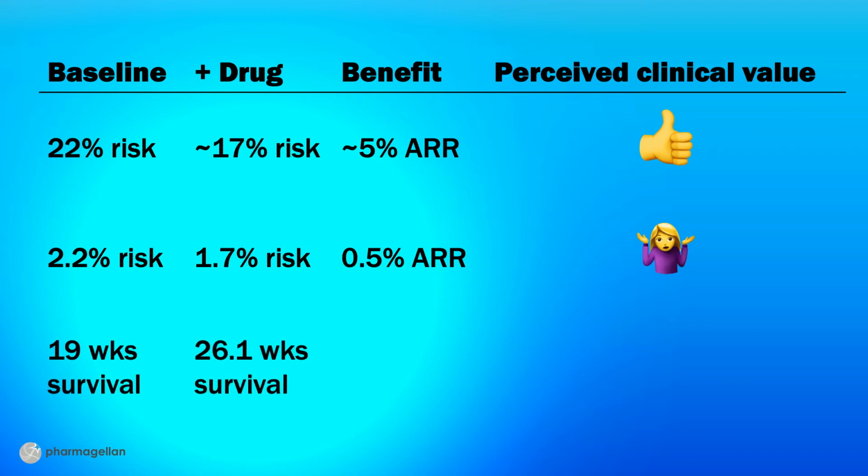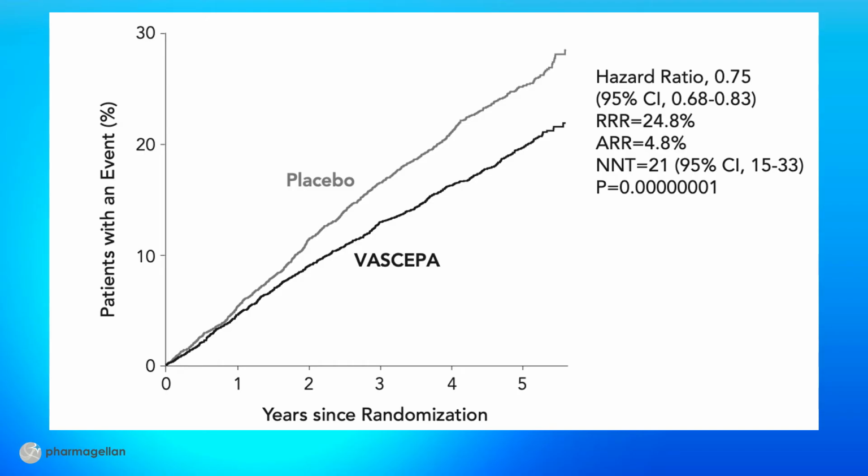Similarly, in the pancreatic cancer study, there's no question that 26.1 weeks is longer than 19 weeks. But in order to interpret the findings, you'd want to dig into how patients and their doctors would see an average of 7 more weeks of life, especially if the new drug has additional side effects. Remember, just because a trial is statistically significant doesn't always mean it's clinically significant.